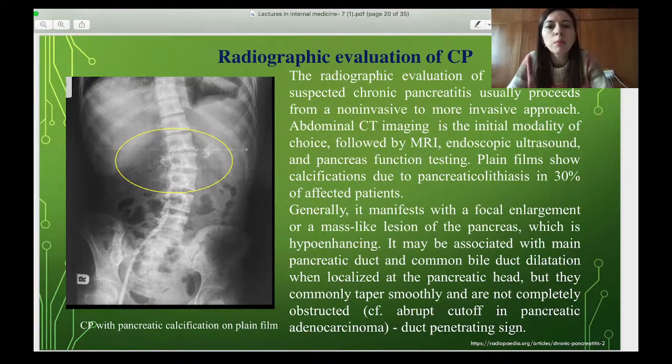Generally, it manifests with a focal enlargement or mass-like lesion of the pancreas, which is hypoenhancing. It may be associated with main pancreatic duct and common bile duct dilatation when localized in the pancreatic head, but they commonly taper smoothly and are not completely obstructed.